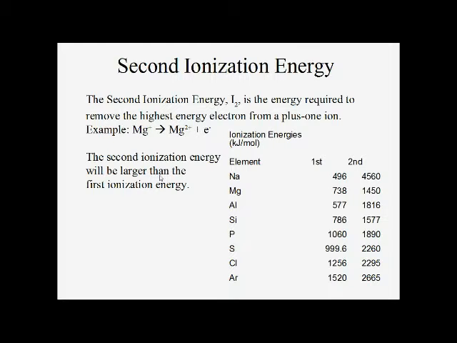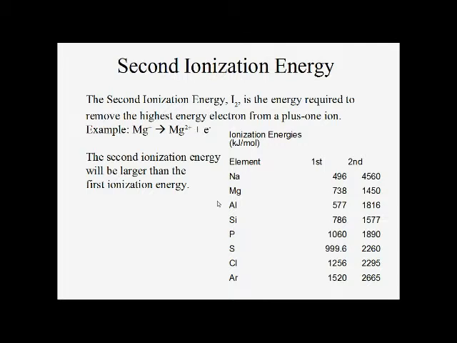We can look at successive ionization energies, so second, third, and fourth ionization energies. So second ionization energies, ionization energy to remove an electron from a +1 cation. So we're taking a +1 cation in the gas phase, removing an electron to form a +2 cation. The general trend is that the second ionization energy is going to be larger than the first ionization energy. So it takes more energy to remove the second electron than it does the first.